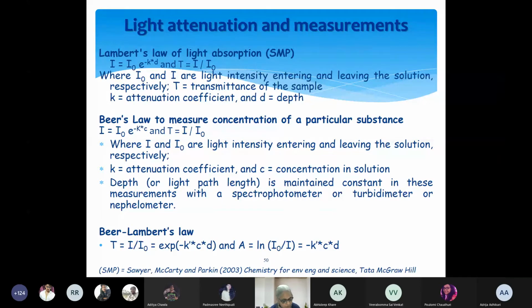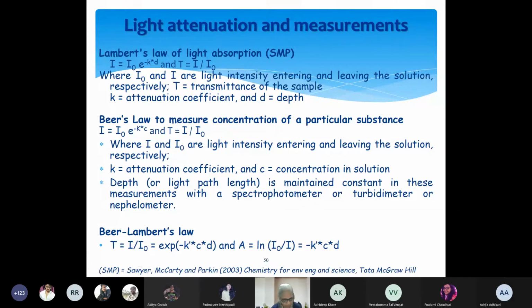And then if you measure the light being either absorbed or transmitted through that sample, then you will find that as the concentration increases, the amount of light absorbed by that particular compound will increase. Okay, so I and I0 are the light intensity entering and leaving the solution, and C is the concentration in the sample. So K is our proportionality constant, and that is also the attenuation coefficient.